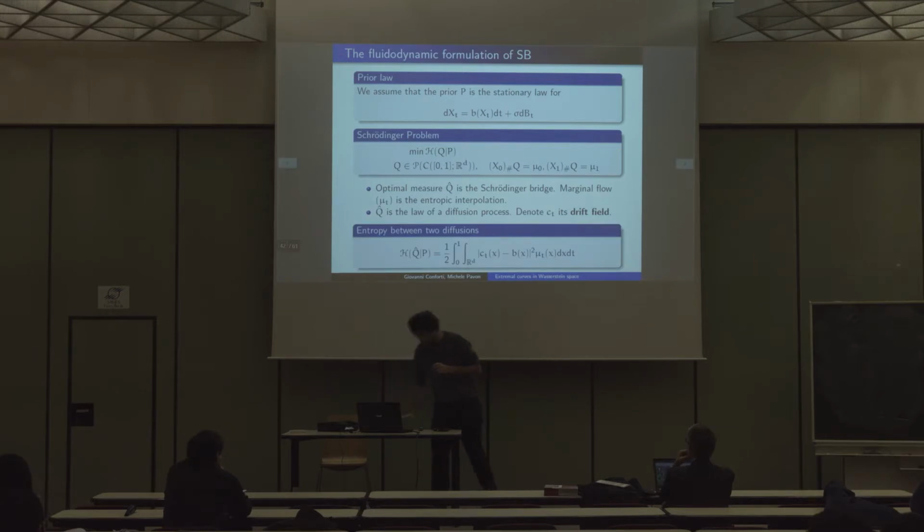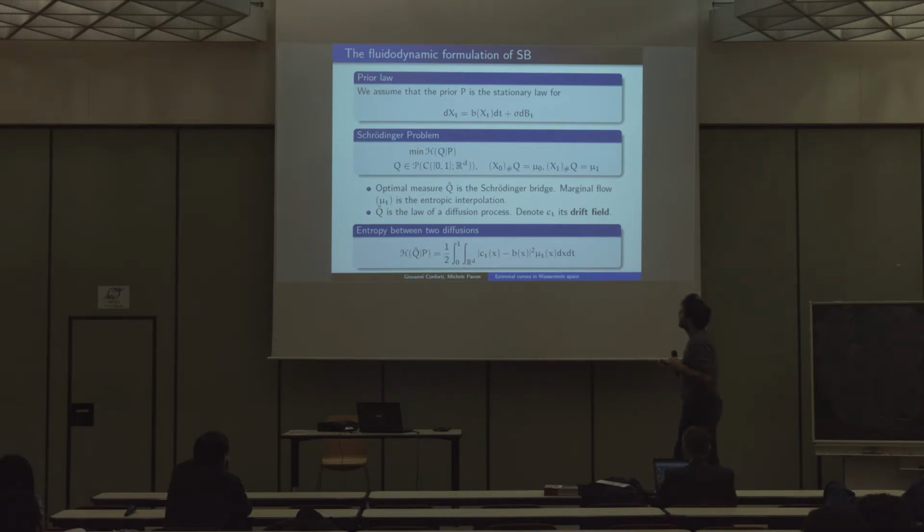And for this, if you have two diffusions which are mutually absolutely continuous, you have a nice expression for the relative entropy on path space, which is just integrating in time the mean square difference between the drift fields. You can easily get this via Girsanov's theorem and some martingale arguments. So this is good, but not quite good.